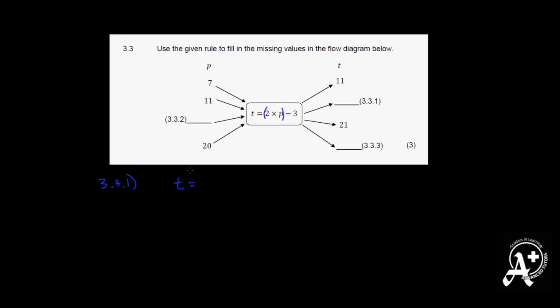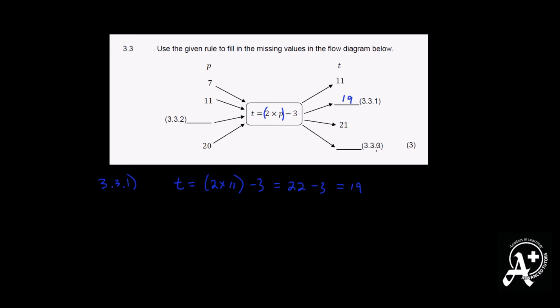Right, so for 3.3.1, T is equal to 2 times P, and P in this case is 11, minus 3. So 11 times 2 gives me 22, minus 3, and that will give me 19. So 3.3.1 is equal to 19. I'm going to come back to 3.3.2.